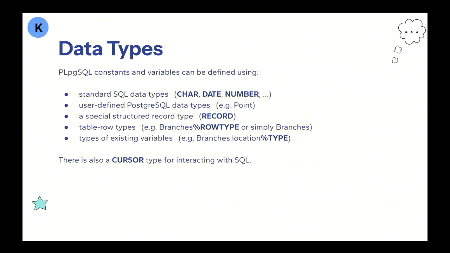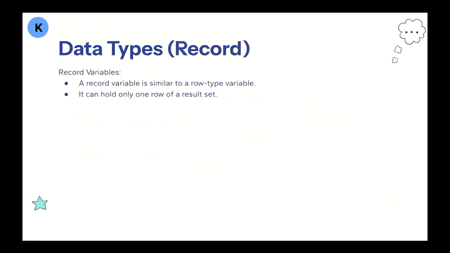And there's also a special type called cursor, and we won't use it for now. But we will be using cursors when we learn how to interact with Postgres with Python. So these are the data types. As you may notice, most of the data types are already covered in our previous slides. The new concept here is record.